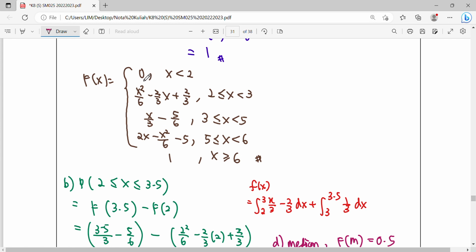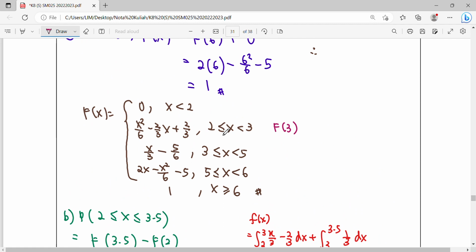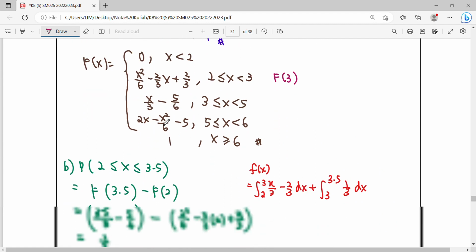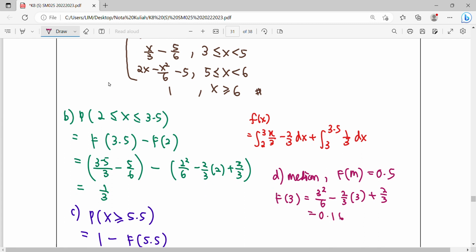Ini 0. Sini maksimum F3 berapa? Cuba kira. Kalau longkok sehingga 3, adakah median jatuh di situ? Kita kena cari lokasi dia dulu. Mana interval dia dulu. When I substitute this one, is it enough? 3 square over 6 minus 2 over 3 times 3, then plus 2 over 3. Is it enough? Probability 0.5. Is it enough? No, it's just 0.167. So median is not fall at that interval.